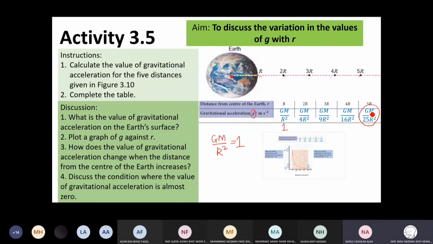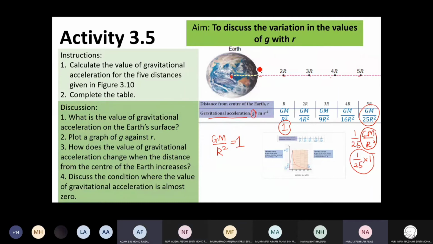Right? Now we have GM over R squared per 25. This was 1 just now, right? So 1 per 25 times 1. This one is 1. 1 compared to 1 over 25, which one is bigger? 1, of course. So what's the relationship between the distance and the value of gravitational acceleration?